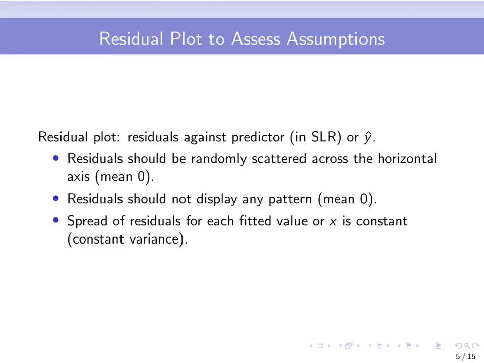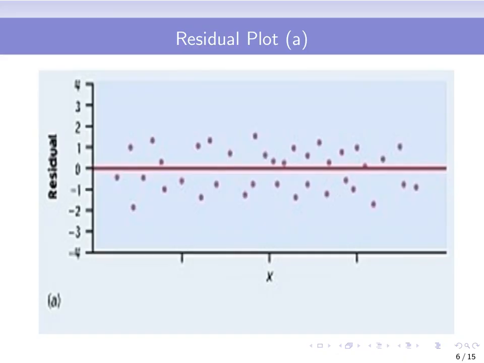0. The other feature that we want to look for is whether the spread, spread is just another term for variance, of the residuals for each value of x or each fitted value is constant. So this is how we assess the constant variance assumption. So this is an example of a plot that is ideal. So this is like the idealized plot.